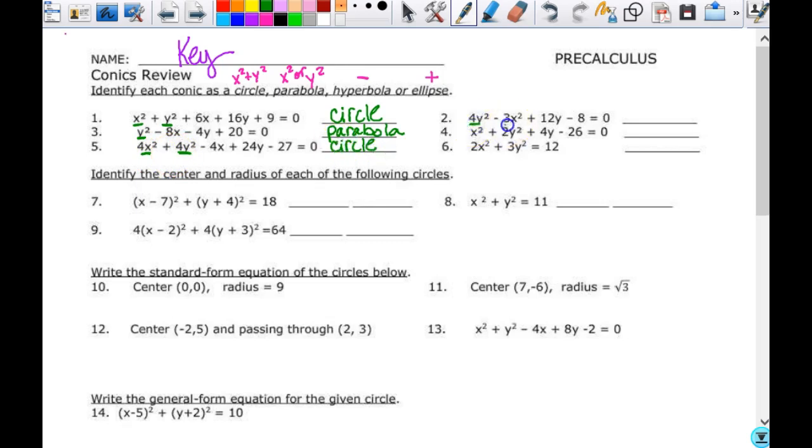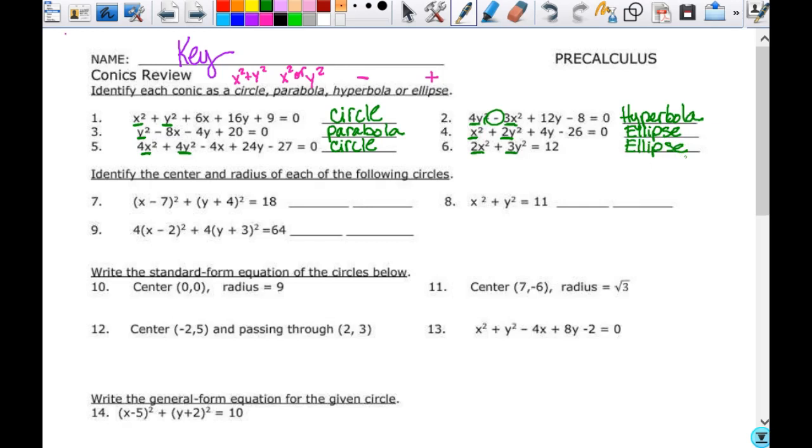Here I have x squared and y squared, and there's subtraction, so this has to be a hyperbola. Here I have x squared and y squared, and it's addition, so it's not a hyperbola, and it can't be a parabola. It's either a circle or an ellipse, but since the coefficients don't match, and when I divide by 2 I'd have 2 in the denominator here, this is an ellipse. And then with x squared and y squared, the coefficients are different, which means this is also an ellipse.